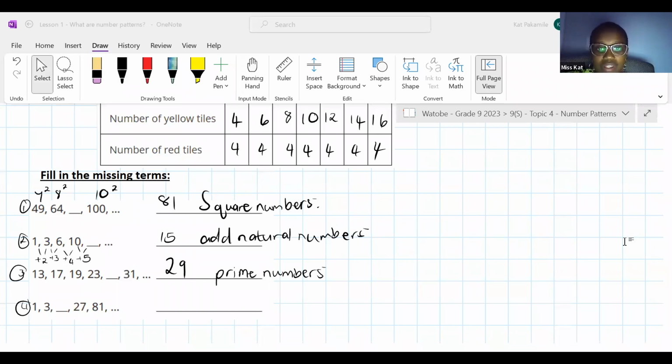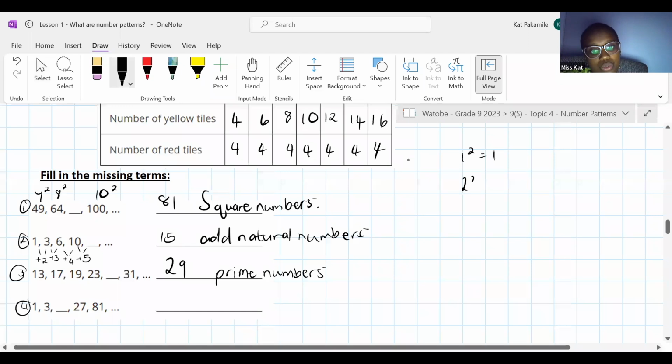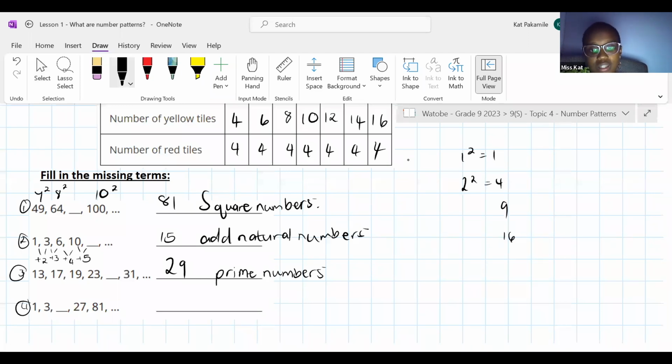How can you tell if it is a square number or not? Is it something you can just tell by looking at it? You should know your square numbers. To be safe, you should know at least up until 13 squared, off the top of your head. So you should know that 1 squared is 1, 2 squared is 4, and then it's 9, 16, 25, 36, and so on.